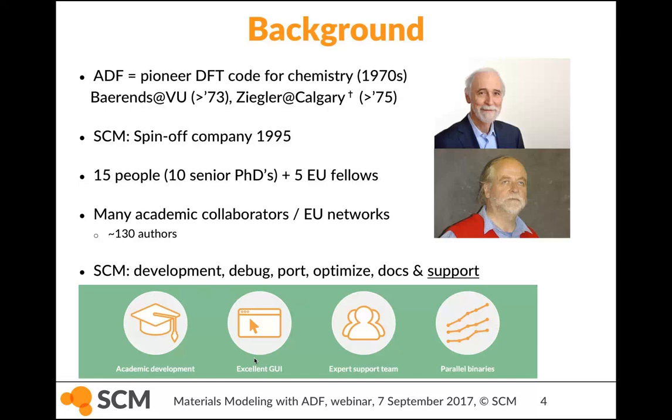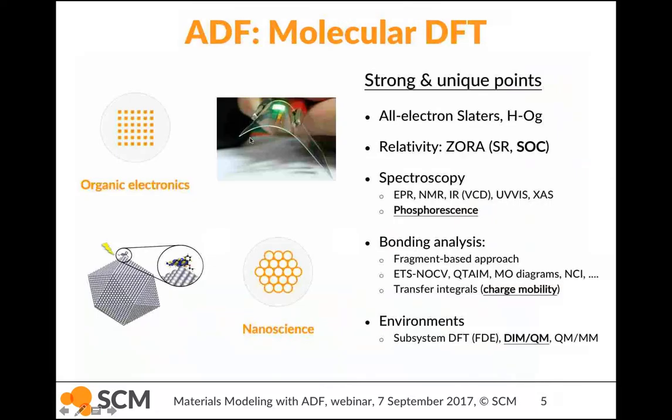All right, so let's go to what ADF can do. ADF is our molecular DFT code. That was the first code that we had, written mostly by Evert-Jan Baerends, of course with a lot of input from other groups as well.